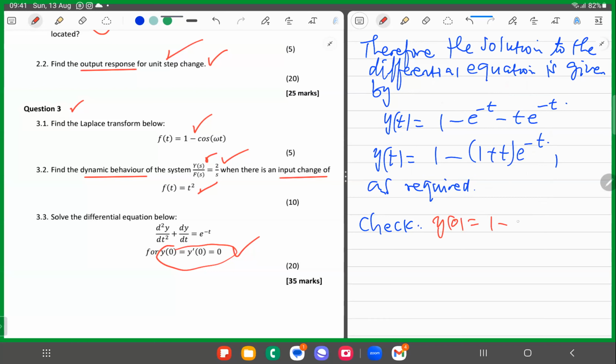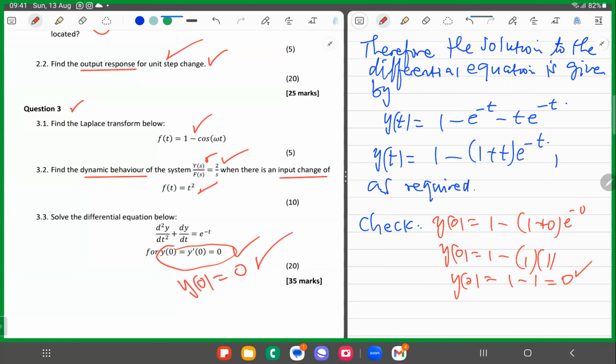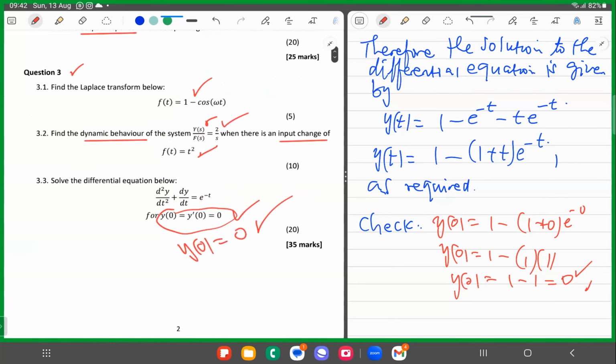So using the quick check, y of 0 is 1 minus 1, which is equal to 0. So obviously we have here that y of 0 is equal to 0, so it is the case there. Okay, right, so we have discussed that.